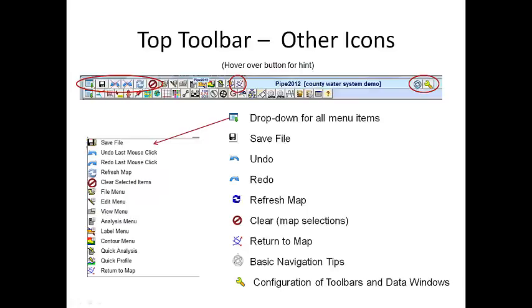These are the remaining top toolbar icons. Shown is the drop-down menu, which is an alternative way to access the top toolbar menus and functions. The icons represent a direct save button, undo, redo, refresh map, and a clear button which deselects the group and layout mode selections. The return to map button will be frequently in use as reports, data tables, and other setup menus are viewed. And lastly, we have the navigation tips and configuration menu buttons, which we have already discussed.